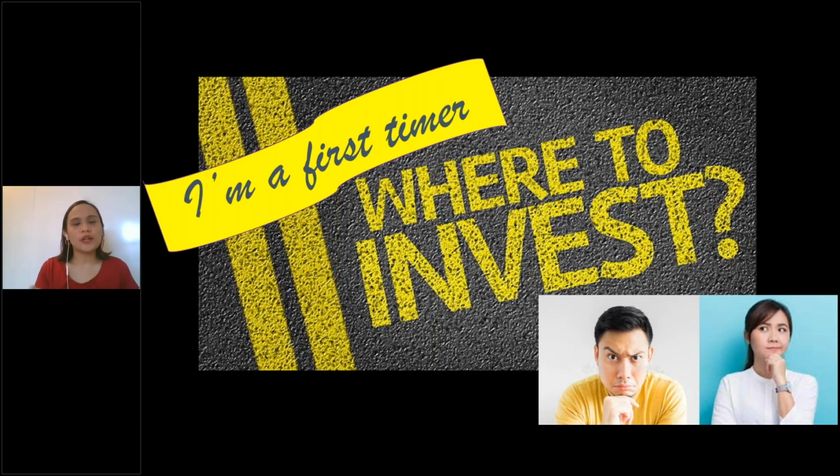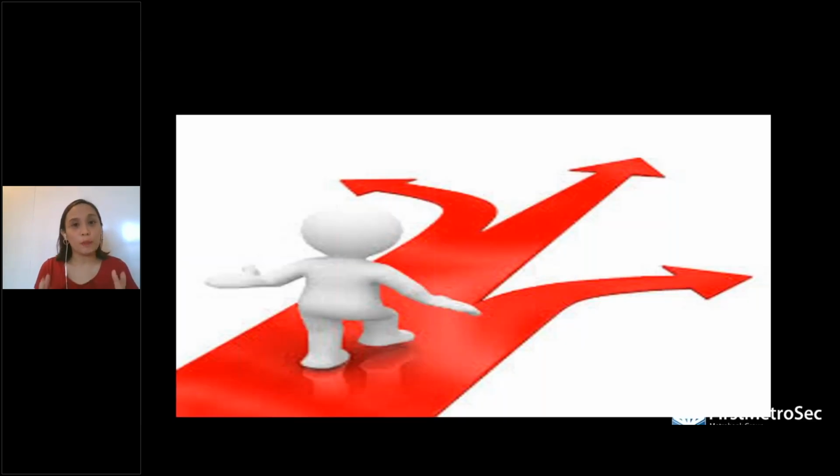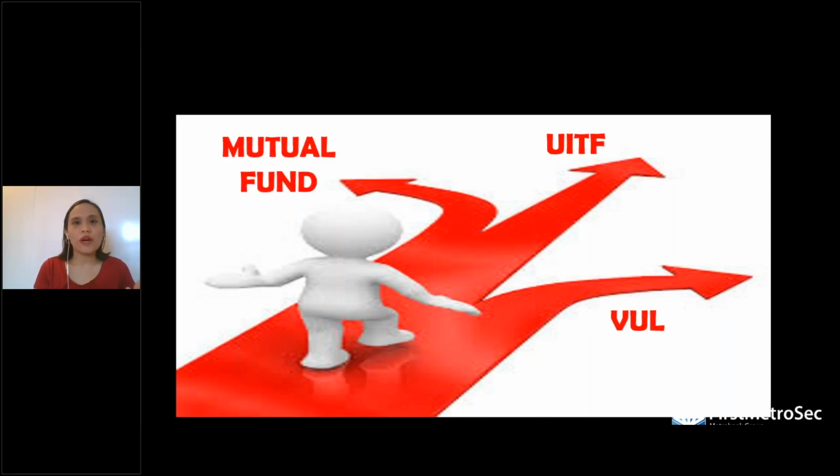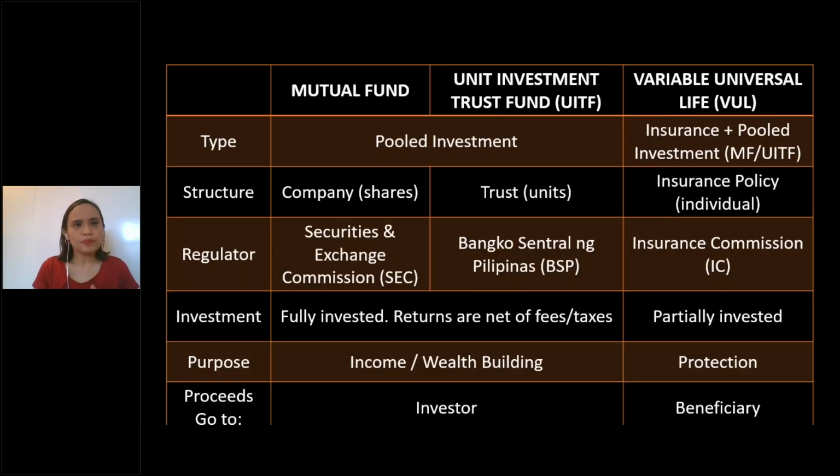So for beginners, there are 3 general options. Normally, it's a mutual fund, a unit investment trust fund or UITF, or a VUL. We'll try to generally differentiate these three investments. So mutual fund, UITF, and variable universal life, or sometimes unit link product, or VUL.